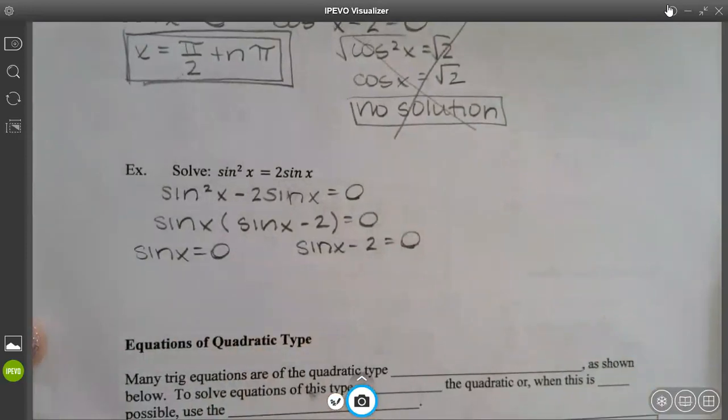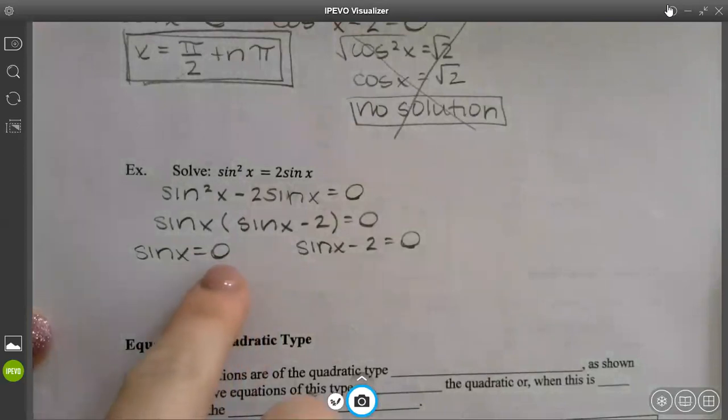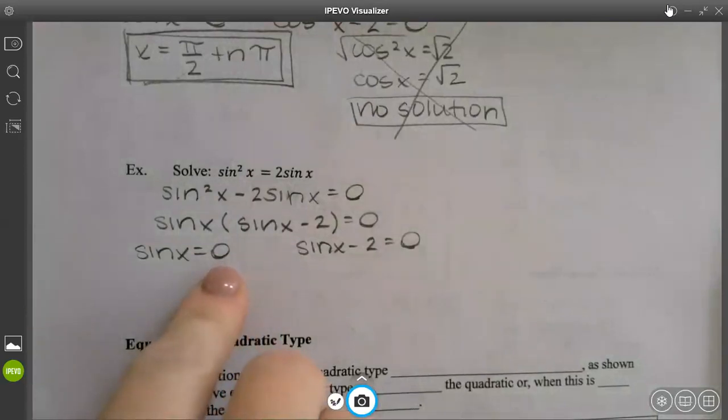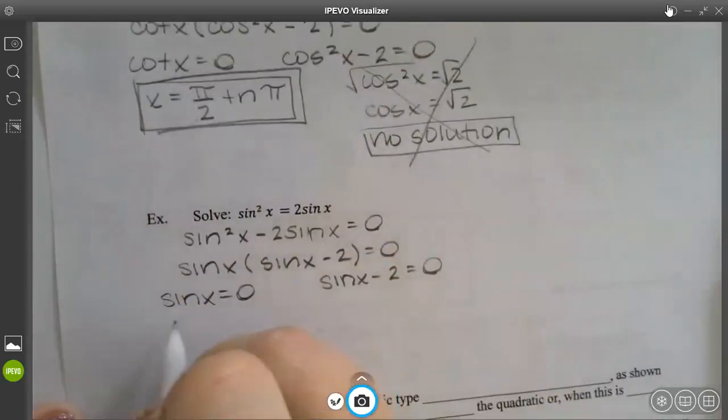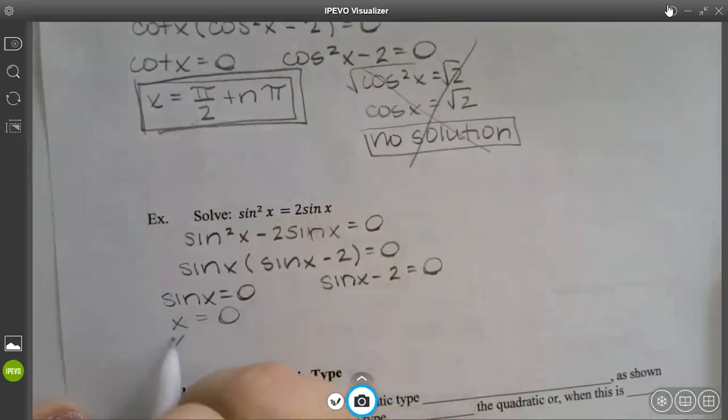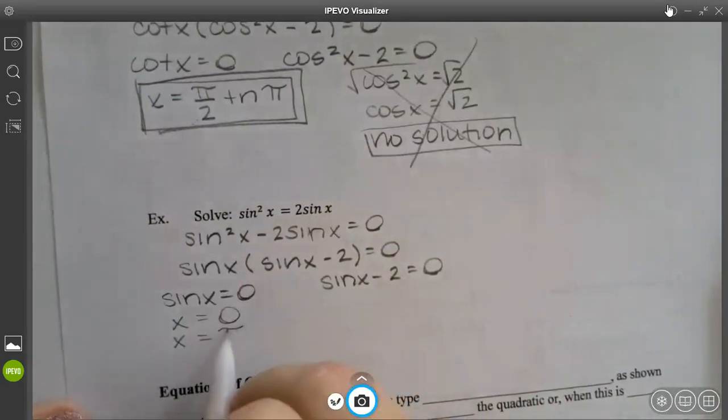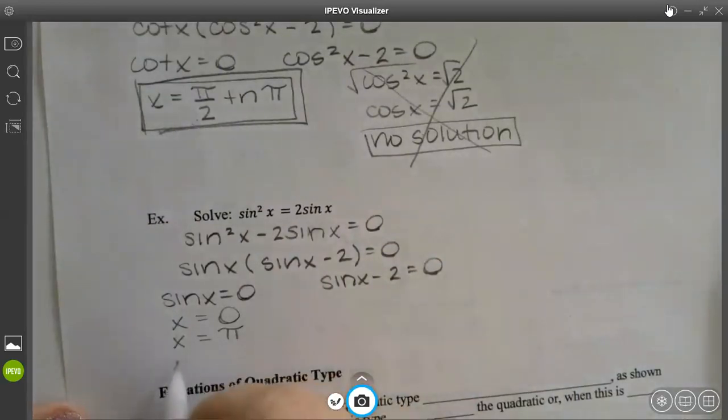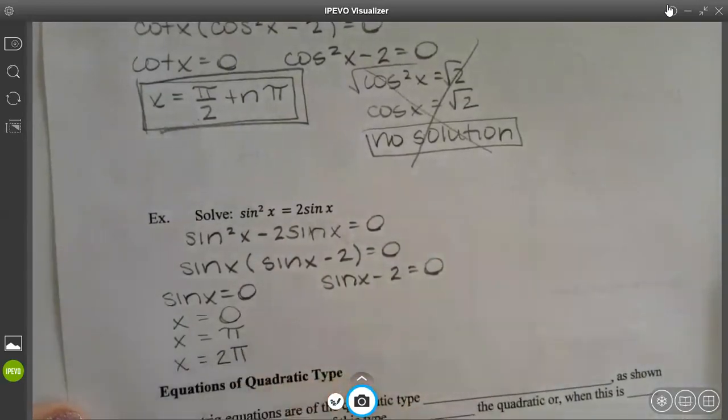We're going to take each factor and set it equal to 0. What's your period for sine? To be able to get 0, where would it be? What has to happen for this to be 0? Which coordinate is for sine? Y. So my y has to be 0. Let's talk about the unit circle. Where is it 0 at? 0. Where else? 180, which is pi. Where else? 2 pi. You cannot forget to put the 2 pi on there because it goes from 0 to 2 pi.